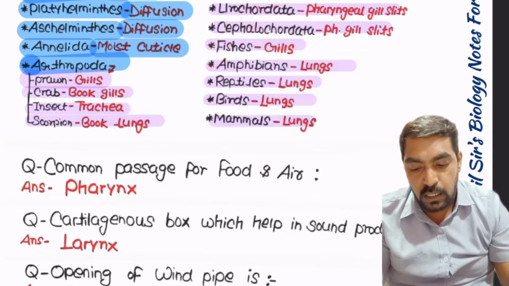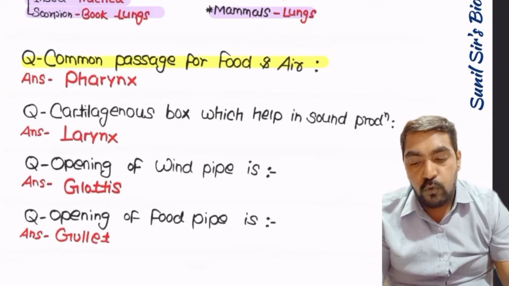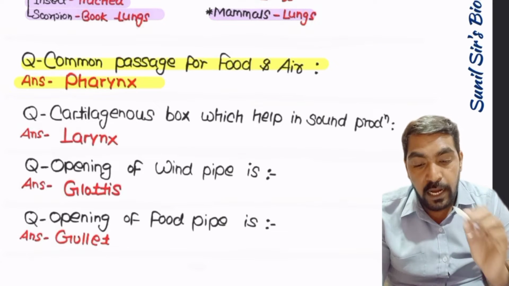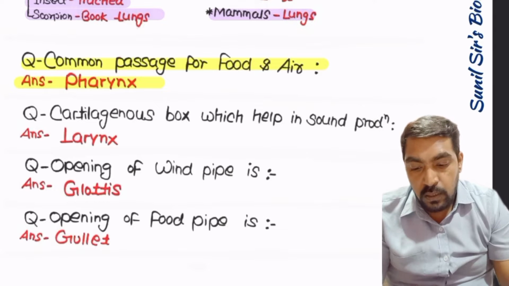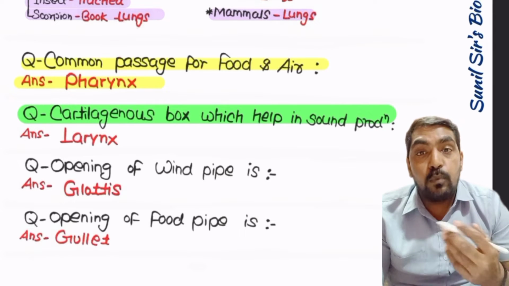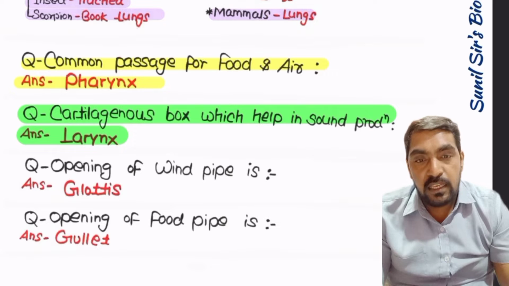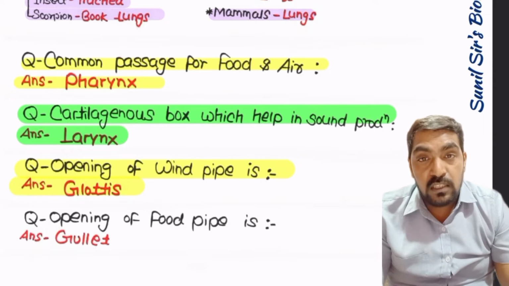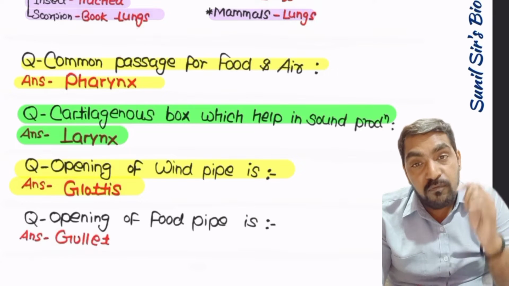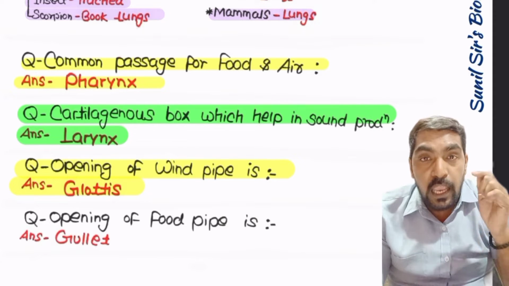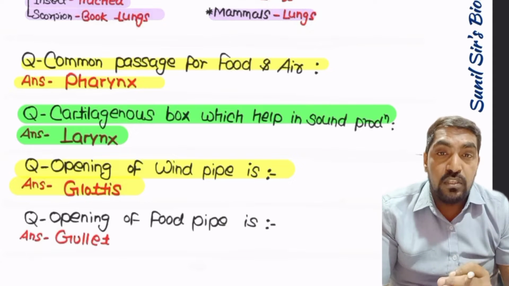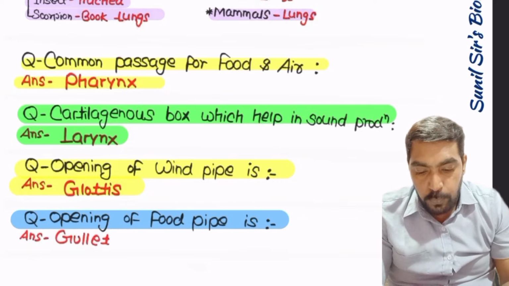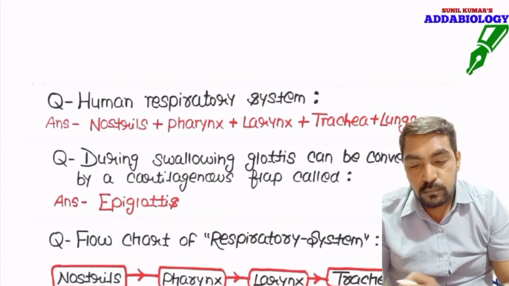The next question that can come is the common passage for food and air. So the answer is pharynx. It is the common opening for nose and mouth. Next we have the cartilaginous box that helps in production of sound, and we all know it is called the larynx. Next, the opening of the windpipe is called the glottis, and this glottis is guarded by a flap. The flap is called the epiglottis. Epiglottis helps in the opening and closing of the food pipe and the windpipe. Next we have the opening of the food pipe, which is called the gullet.